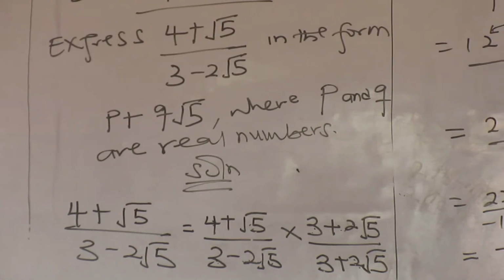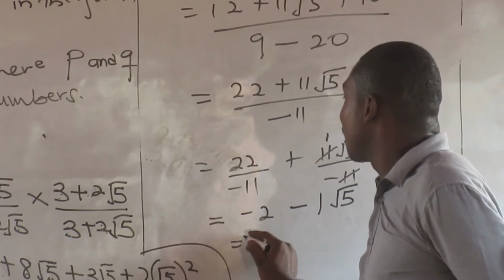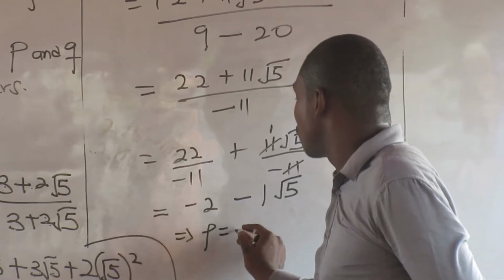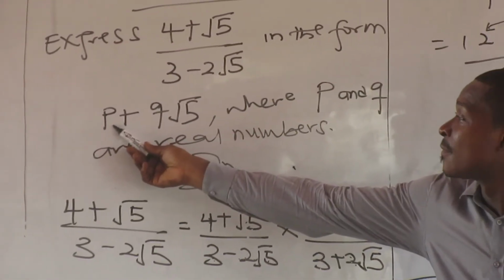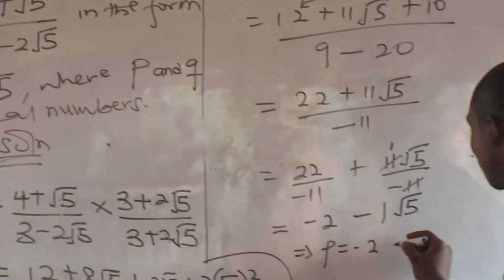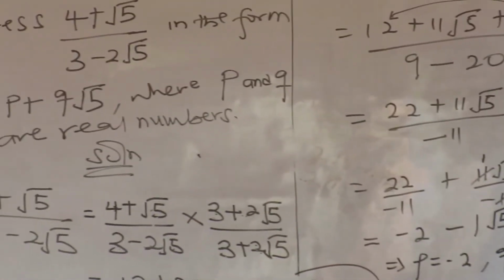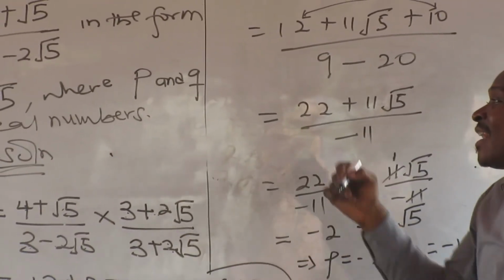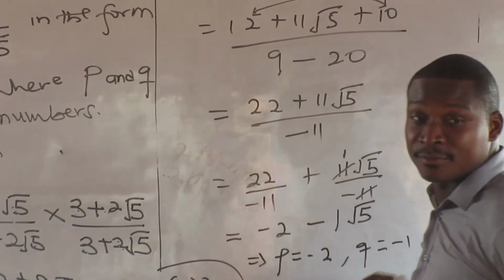They are real, right? They're not fake. Now, let's quantify them. So, this implies P should be -2 because P comes first, as you can see. Q is attached to the root 5. So, who is attached to the root 5? That is this. Yes. I've really simplified and left my answer in the form they expected. Good.